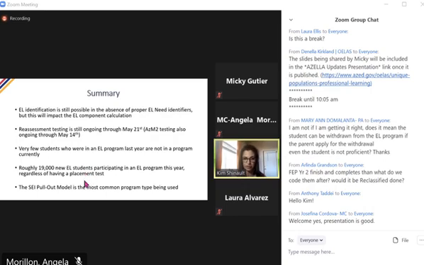Very few students who were in a program last year are not in a program this year. About 19,000 of the EL students this year are new, regardless of whether or not they have a placement test. And the SEI pullout model is the most common program type that is being used in the current year.